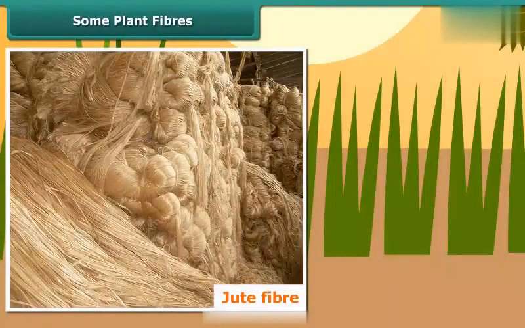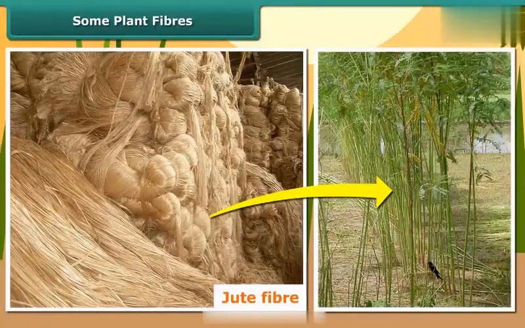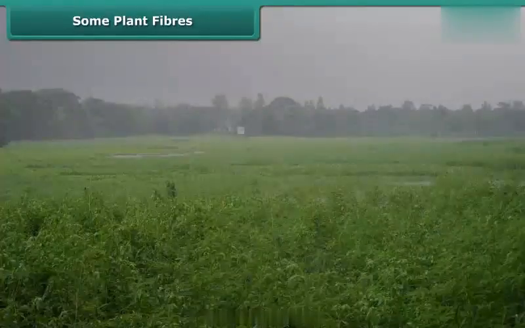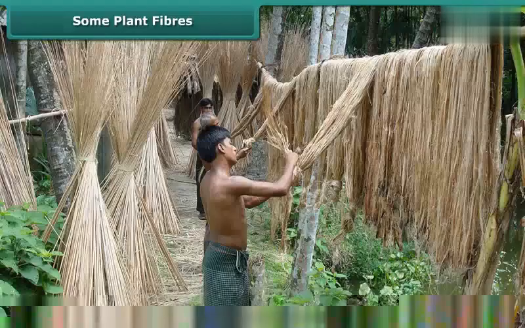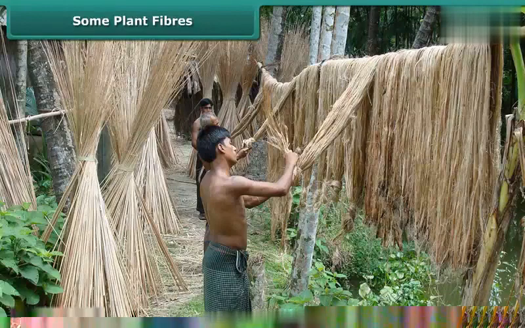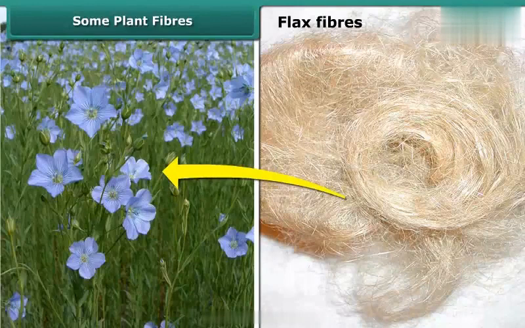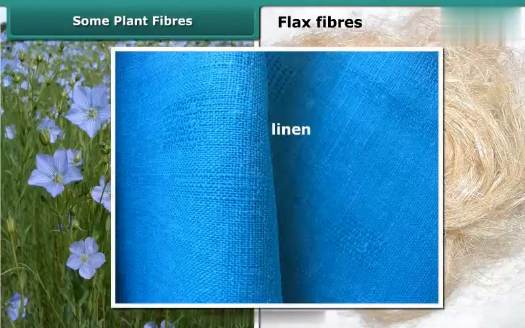Jute fiber is obtained from the stem of the jute plant. It is cultivated during the rainy season. The stems of harvested plants are immersed in water for a few days. Then the stems rot and the fibers are separated by hand. Flax fibers are also obtained from the stems of the plant and are used mainly to make linen.